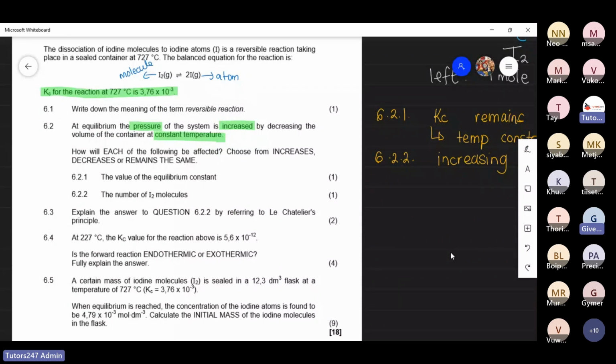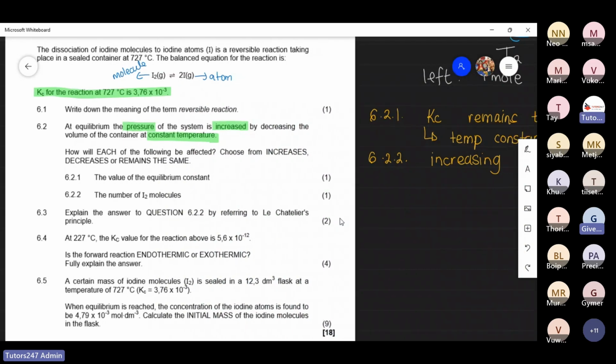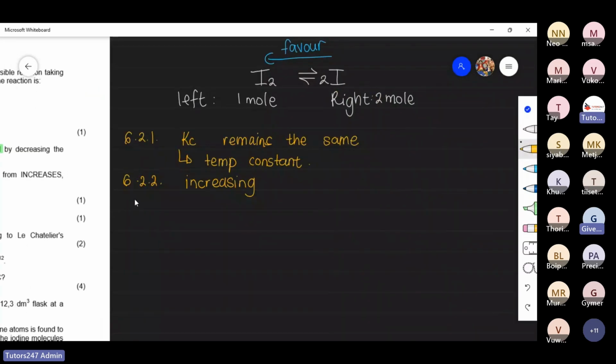So question 6.3. Explain the answer to question 6.2.2 by referring to Le Chatelier's principle. So we've basically explained it verbally. Now let us write it down and put words to that. So this is question 6.3. We need to explain why we've stated that the amount of iodine molecules is increasing.